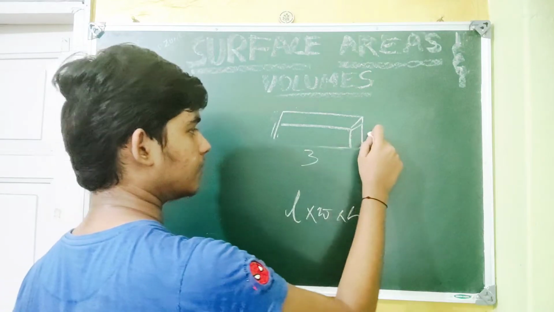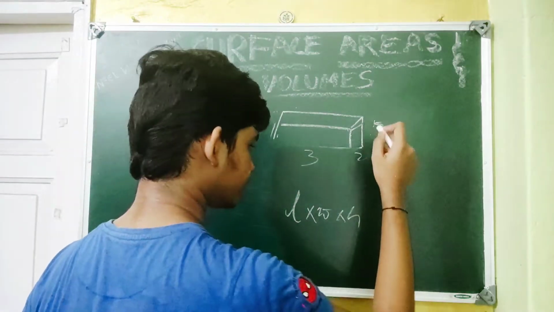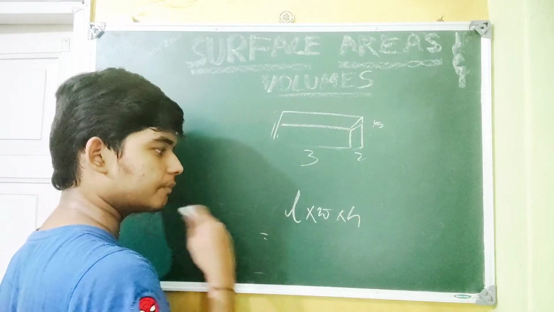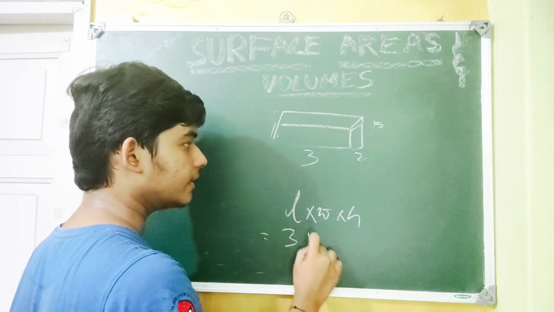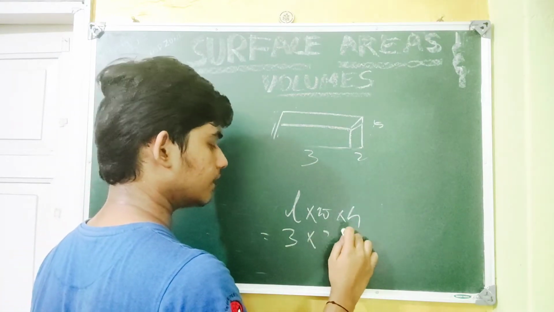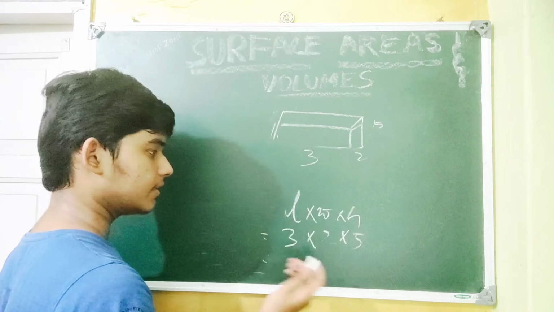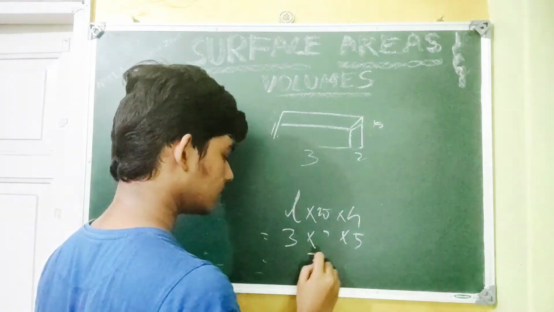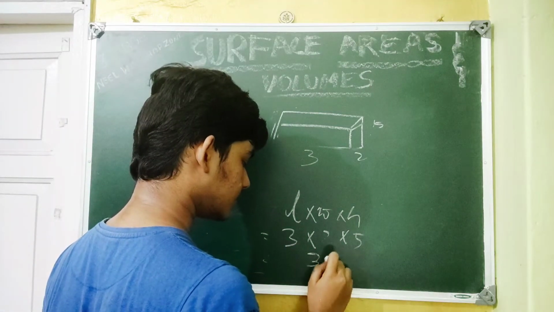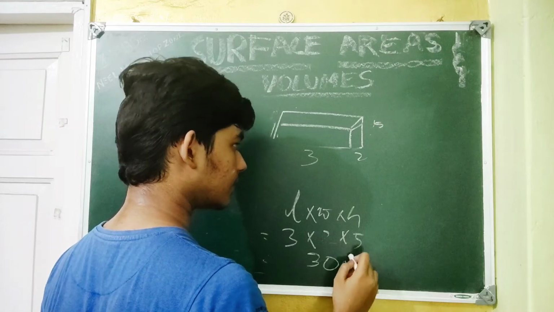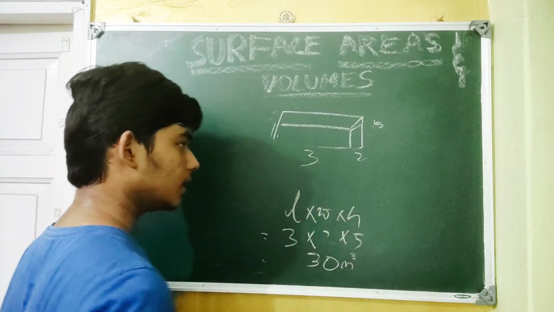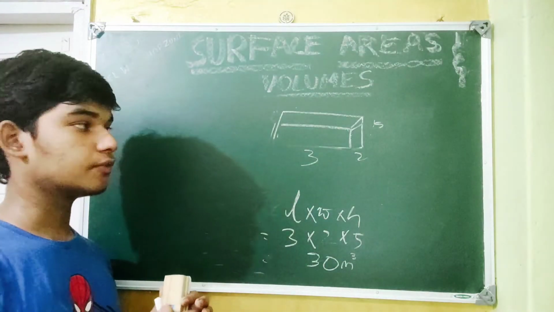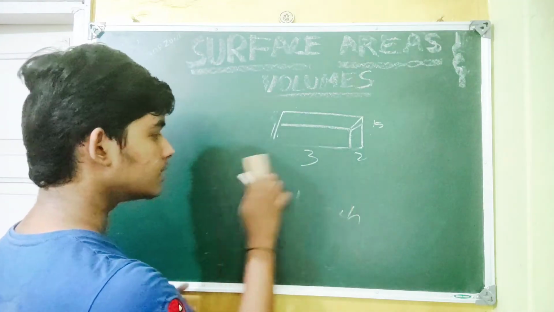So let's take the same example. To find this, we can use this formula. So 3 into 2 into 5: 3 2s are 6, 6 5s are 30. So the answer would be 30 meter cube. So this is how we can find out the surface area and volume of a cuboid.